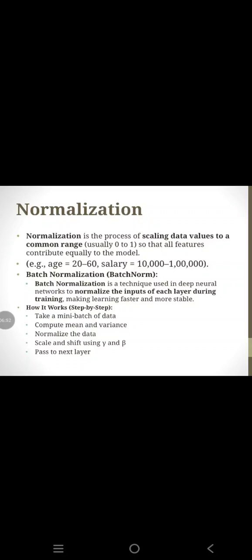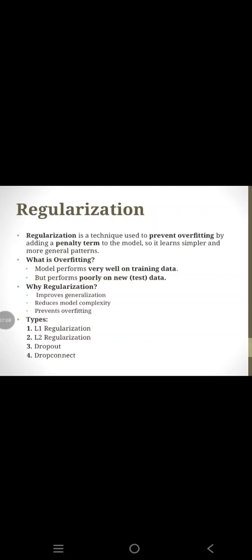Batch normalization is a technique used in deep neural networks. It normalizes the inputs, that is, it takes a mini batch of data, computes the mean and variance, then normalizes the data and passes it to the next layer. Batch normalization normalizes data inside the network to improve speed and stability.